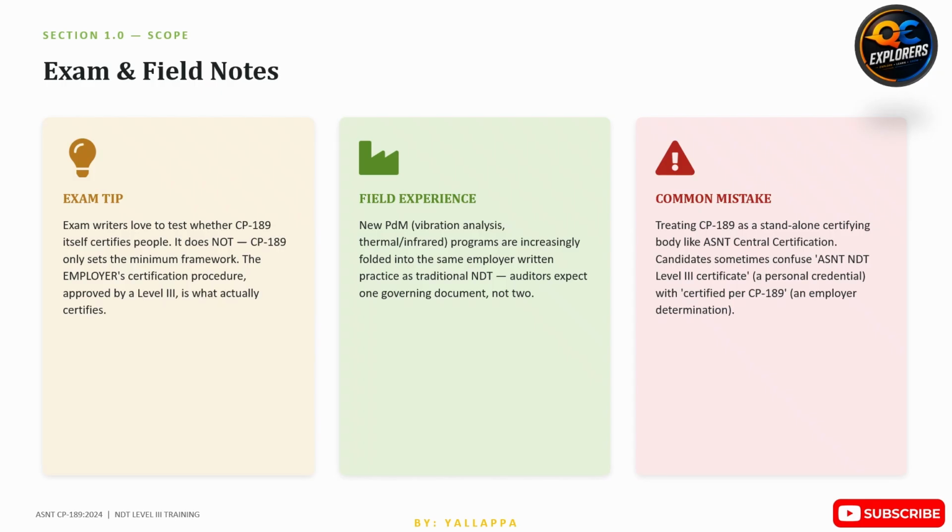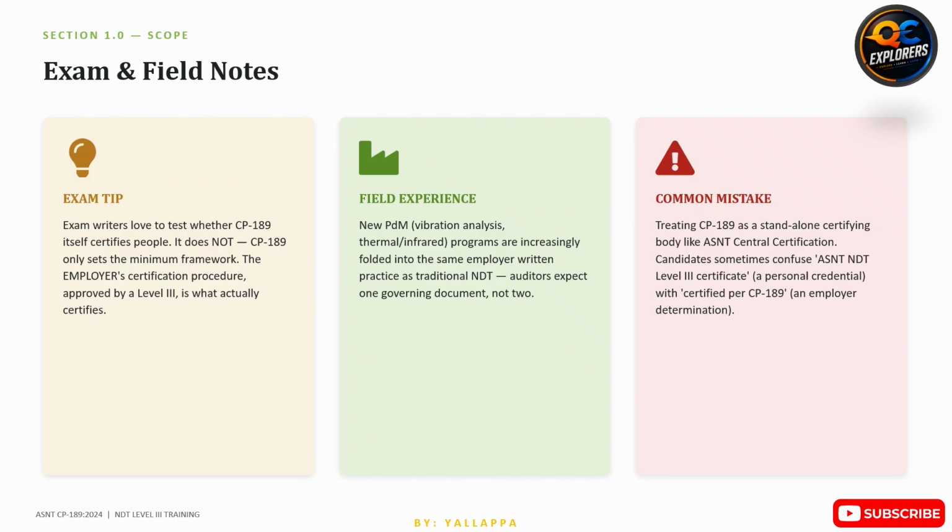A common mistake is confusing CP-189 with an individual certification program such as the ASNT Level III credential. An ASNT Level III certificate demonstrates that an individual has met ASNT's certification requirements. However, to perform duties under CP-189, that individual must also be certified by the employer in accordance with the employer's written certification procedure.